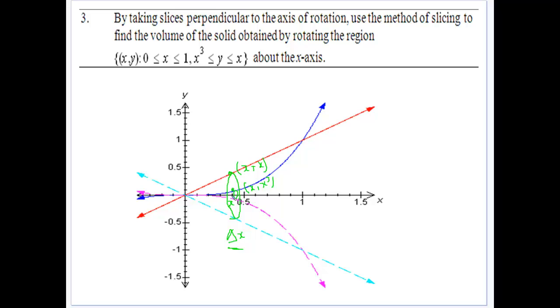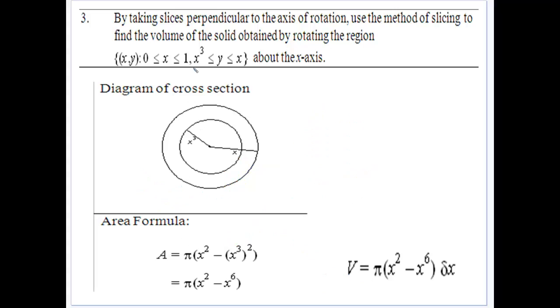So our radii here, we go up x cubed, so that's our smaller radius. Our larger radius is x. So that's how we should label our radii in our cross section there. So x and x cubed, which gives us x all squared minus x cubed all squared, or x squared minus x to the power of 6.